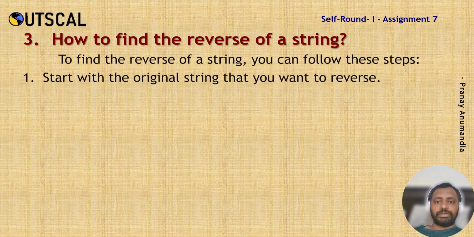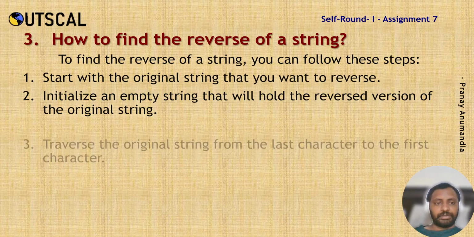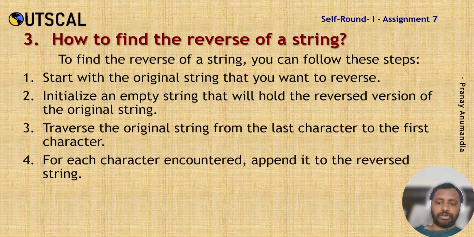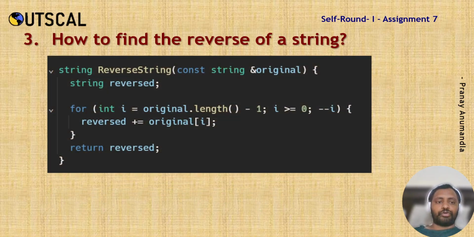Start with the string that you want to reverse, and initialize an empty string that will hold the reversed version of the string, and iterate over the original string from the last character to the first character. We keep picking the last character and storing it first, then pick the next last character and store it second, like that. For each character, append it to the reverse string. Once you have iterated through the entire original string, the reverse string will be the desired result. This is how we write the program.